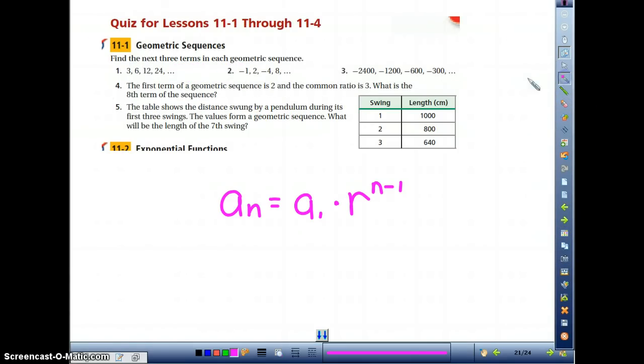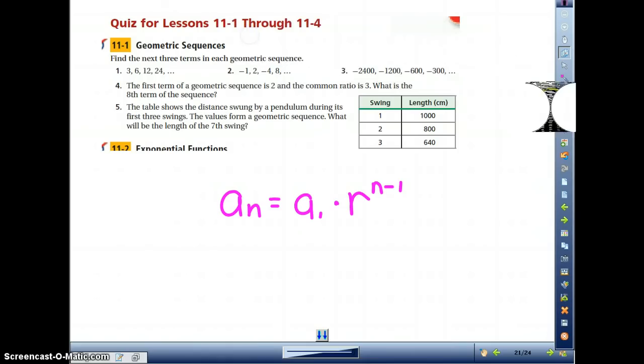On number 2. Negative 1 to 2 looks like you multiplied by what? What's your r here? Yeah, your r is negative 2. Negative 1 times negative 2 is positive 2. Positive 2 times negative 2 is negative 4. Negative 4 times negative 2 is positive 8. So now keep going the next 3 terms. Negative 2 times positive 8 is negative 16. Negative 2 times negative 16 is positive 32. Positive 32 times negative 2 is negative 64. Yeah, there we go.